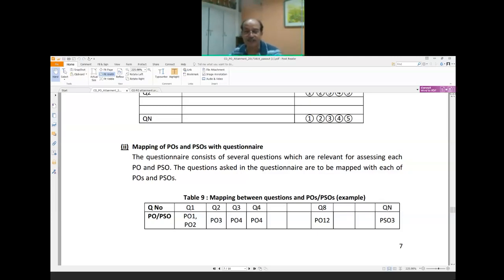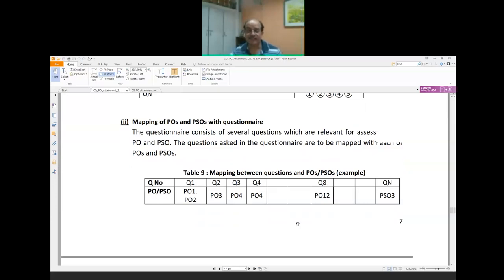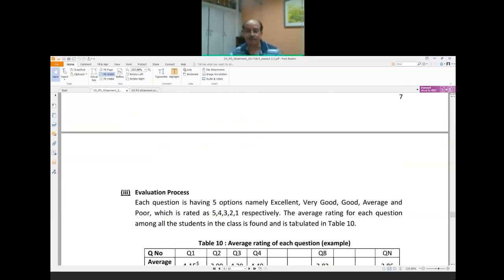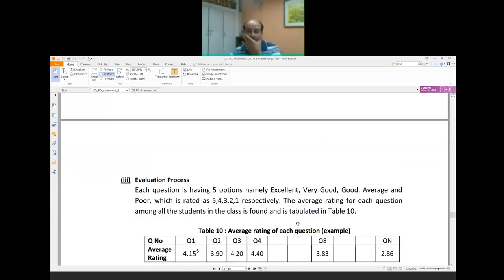For every survey, maybe your student survey, alumni survey, or another survey, you map your questions. Now this is your creativity: how you create good questions through which you can ask your employers, exit students, or alumni, so that this particular mapping can be achieved.